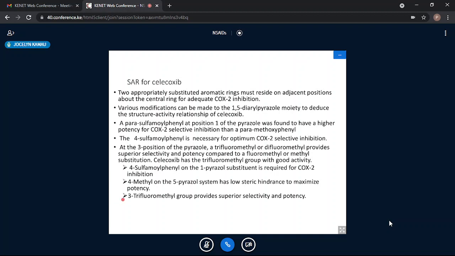So we can therefore mention at the 4' of the pyrazole ring, we have a trifluoro, and the 4' of the phenyl ring, we found to have minimal steric hindrance and therefore resulted in maximum activity. The 3-trifluoromethyl group provides superior selectivity and potency. So the trifluoromethyl group, not only did it bring in potency, it also brought selectivity for the COX-2 enzyme.